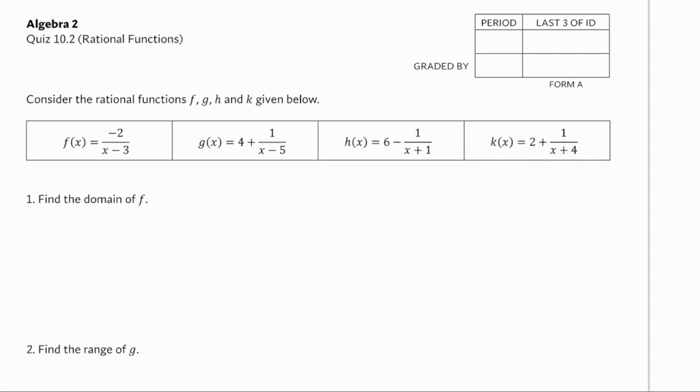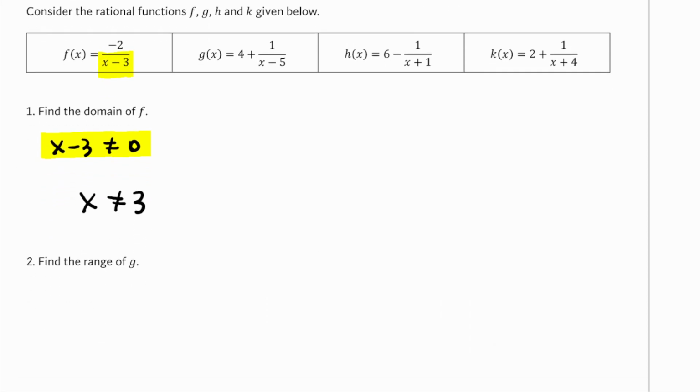So the domain of f: we take the denominator of f and make sure it's not equal to 0. That's going to be x minus 3 is not equal to 0. So it's just going to be x is not equal to 3. I could add 3 to both sides of that non-equation.